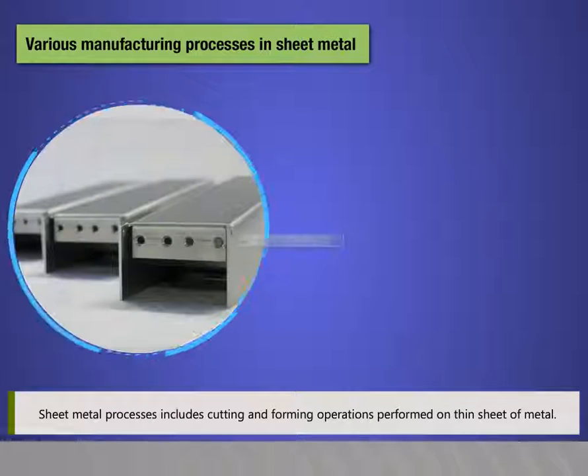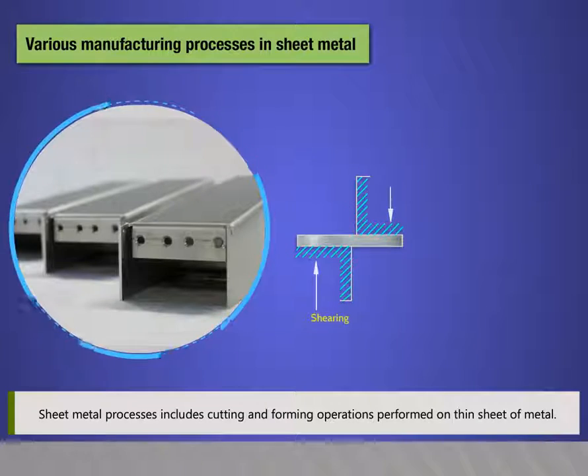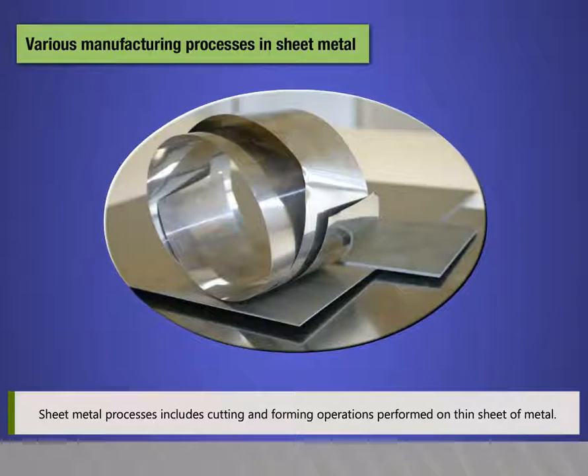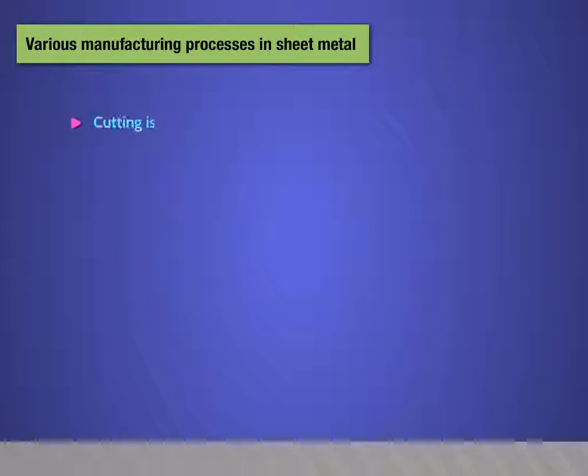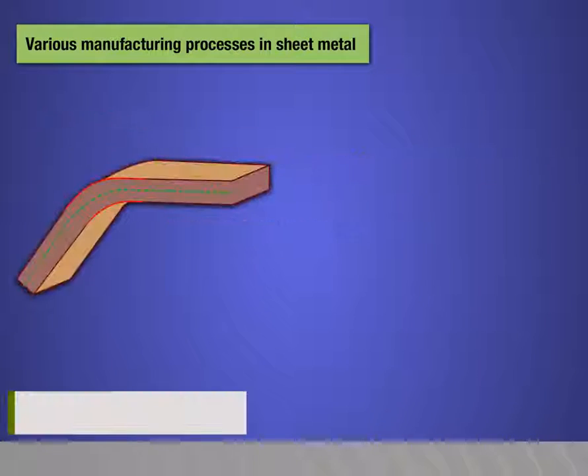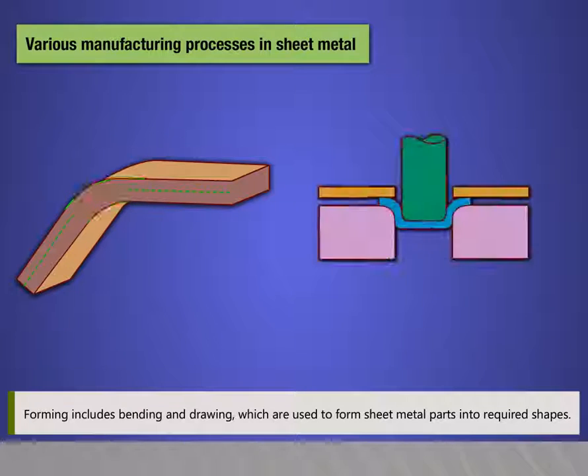Sheet metal processes include cutting and forming operations performed on thin sheets of metal. Cutting is used to separate large sheets or coils into smaller sheets, to cut out a part perimeter, to make holes in a part. Forming includes bending and drawing, which are used to form sheet metal parts into required shapes.